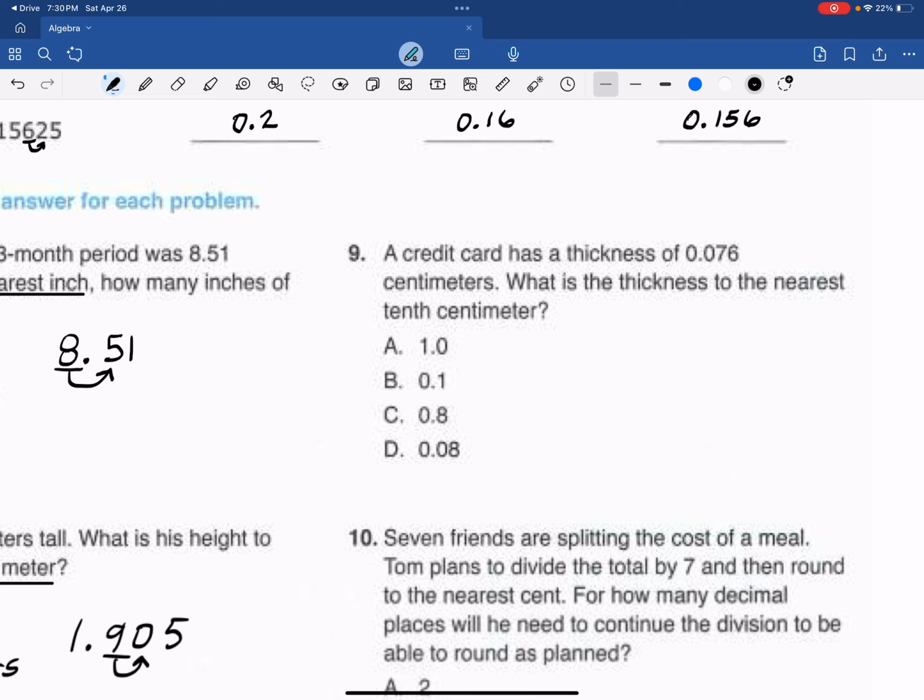A credit card has a thickness of 0.076 centimeters. What is the thickness to the nearest, there's the rounding clue, the nearest tenth of a centimeter? So we're looking at this place, and it would be 0.1, or answer B, as in Bravo.